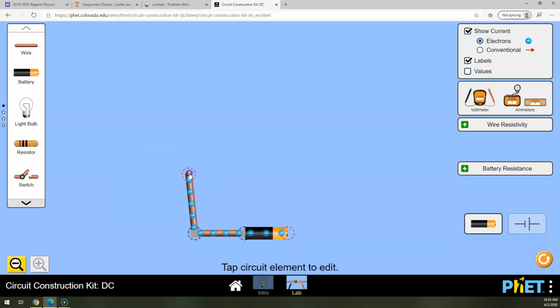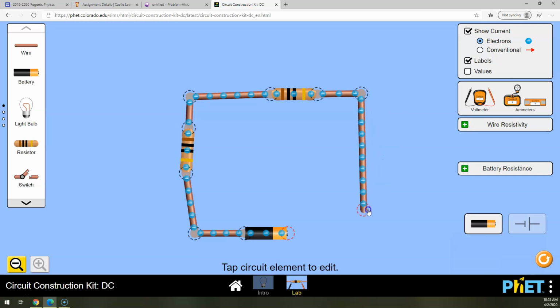And this time, let's have two resistors. So I'm going to have one resistor here, and I'm going to have another resistor here. And this is going to be what's called a series circuit. And it's series because the current has to flow through everything in series. It can't flow through the battery without flowing through the first resistor. It can't flow through the first resistor without flowing through the second resistor. It literally has to flow through everything, so it's called a series circuit.